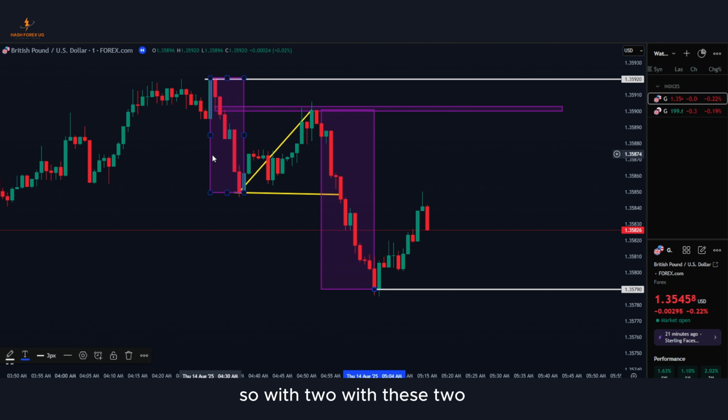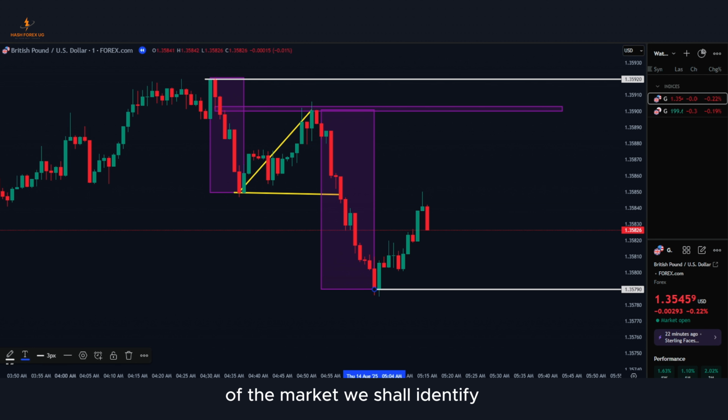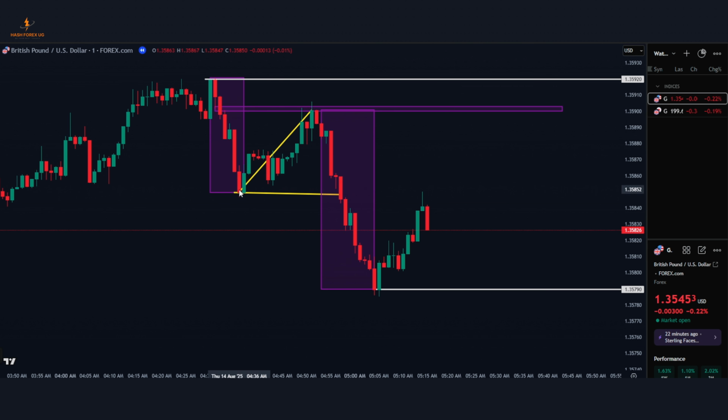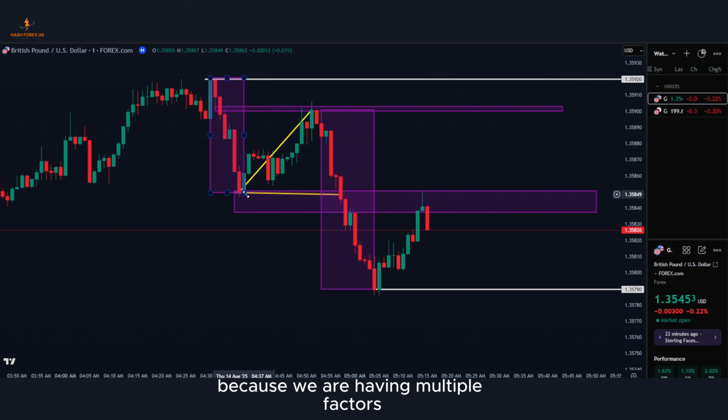So with these two impulses that we are having in the market, these are showing us that sellers are in control of the market. We shall identify this point here as our area of confluence, because we are having multiple factors at that point.